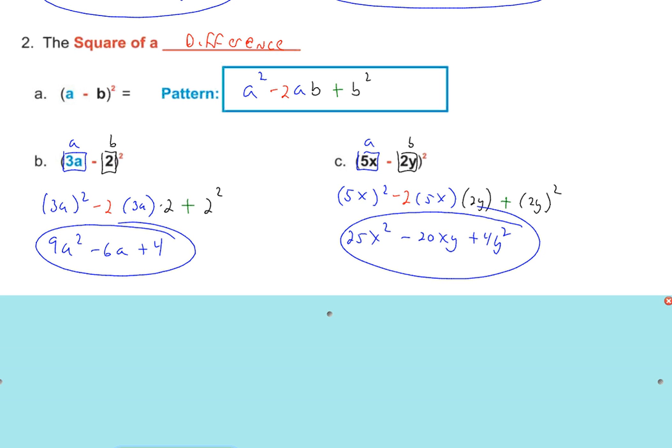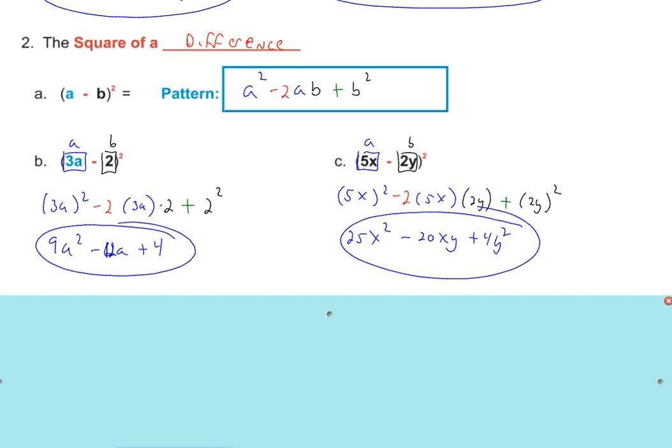Squared, right? 9a squared minus 6a plus 4. And, whoa, did I miss something? Wait a minute. See, be careful. Shortcuts can mess you up. Minus 12a. All right? Minus 2 times 3 times 2 plus 4. And the second one is 25x squared minus 20xy plus 4y squared.